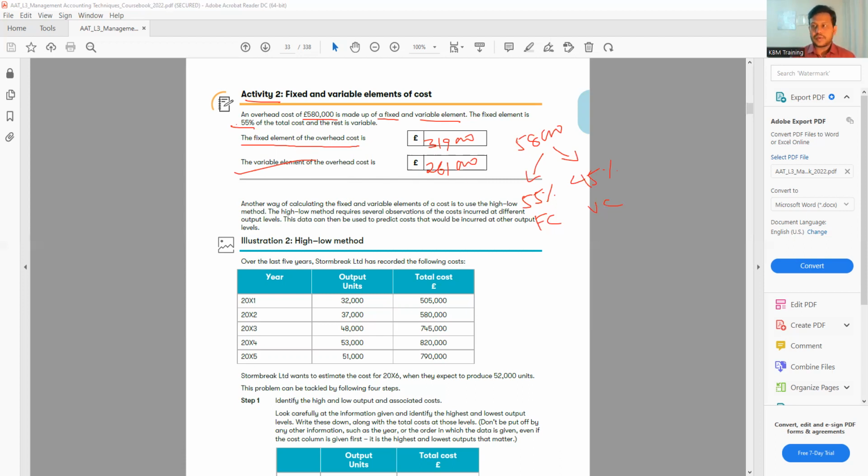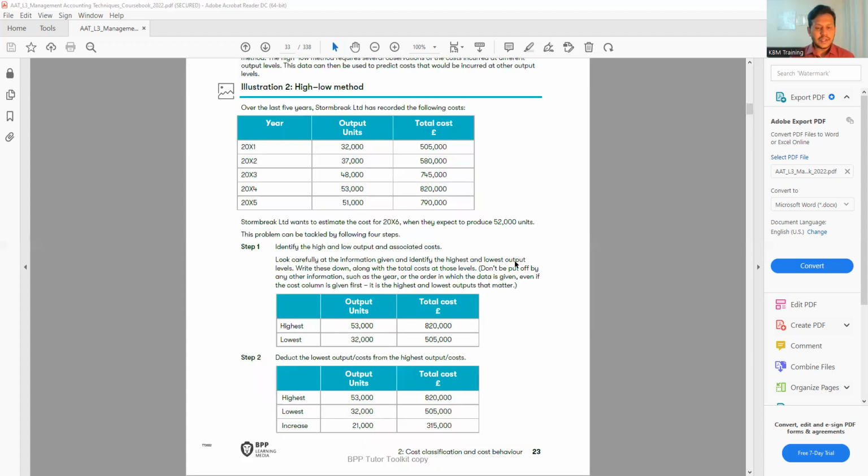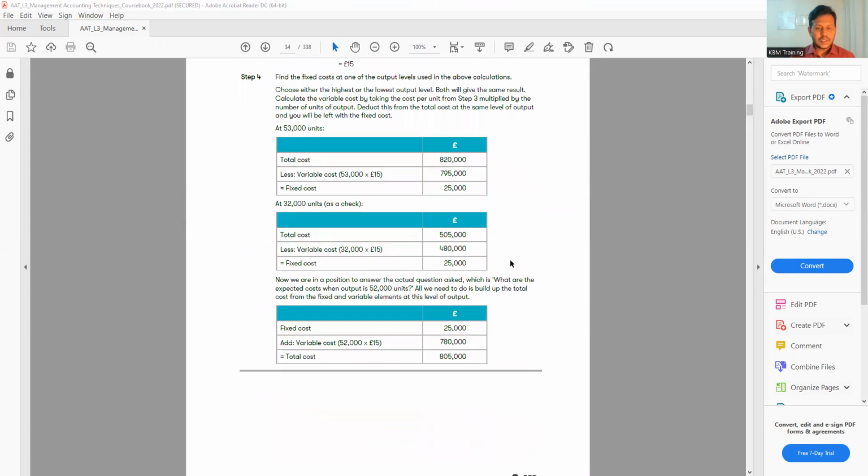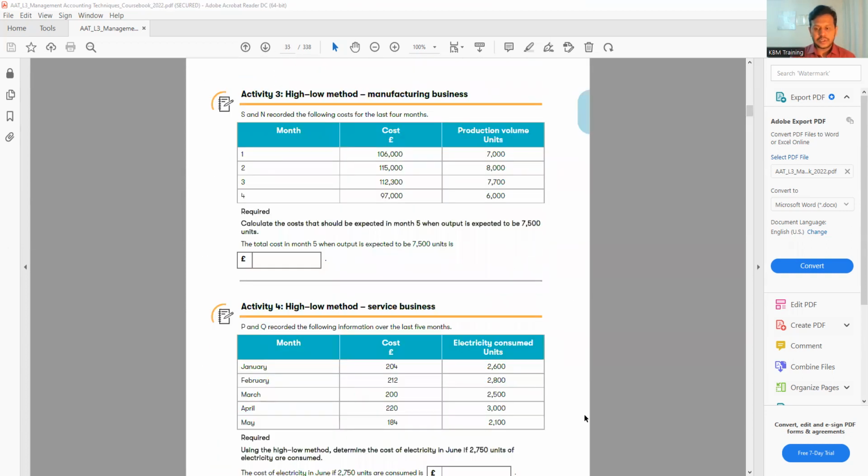So now we move to one of the important questions. That will be our high-low method. Now let's try to understand how the high-low method works. We'll open one question and I'll try to go a little bit slowly so that we can understand. If we don't understand, you can always ask me so that I can explain more. So let's try to understand.